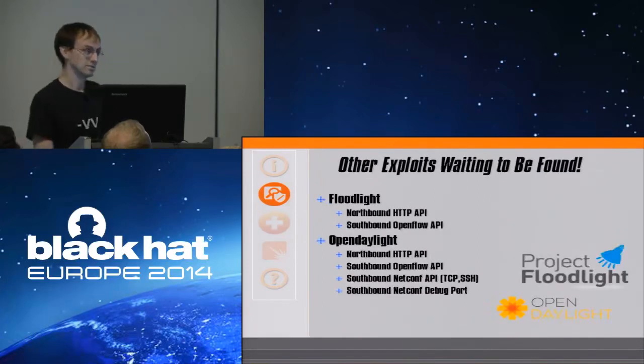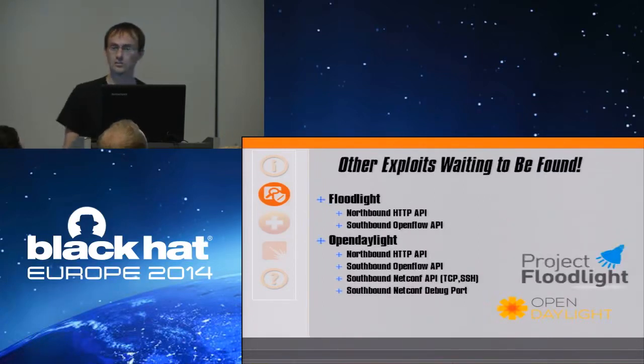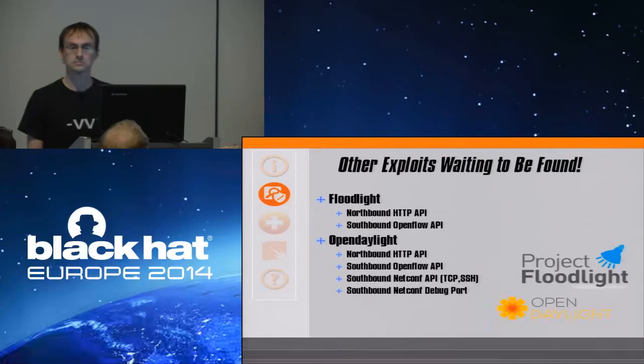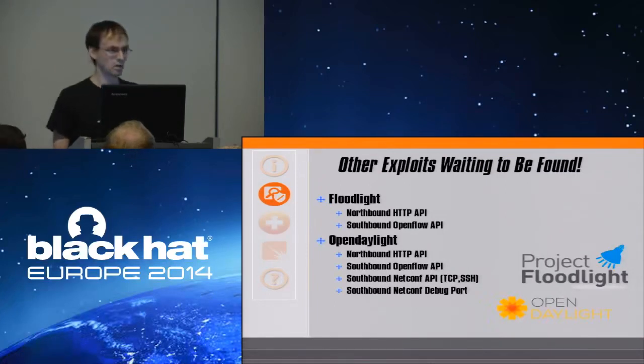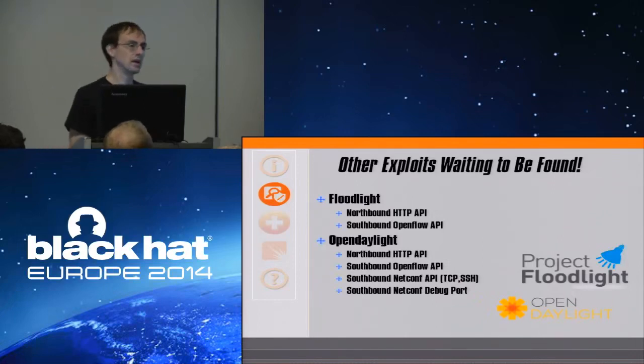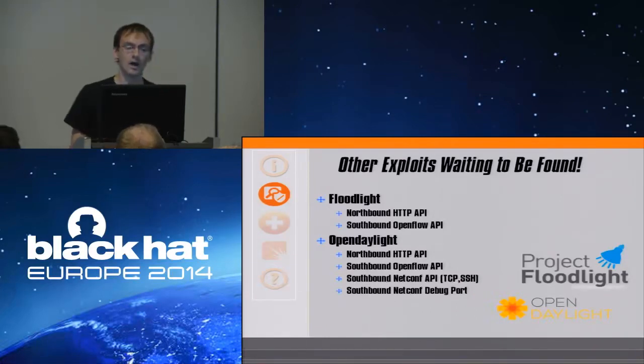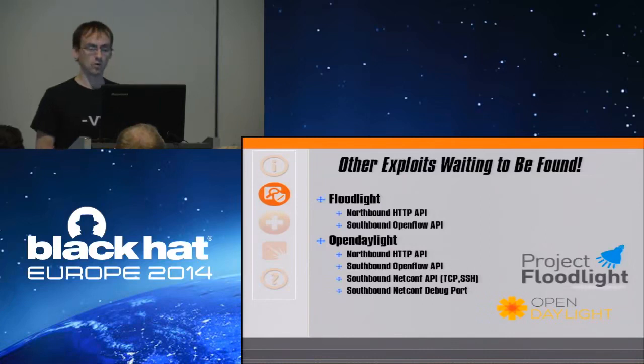Now, yes, of course, there are other exploits waiting to be found. On Floodlight, the northbound HTTP API, I already found one myself, which I'm not covering now, but it's in the white paper. It kind of directs you into what this is going to turn out to be. It's very simple, and they say that JSON's safe. Not exactly.